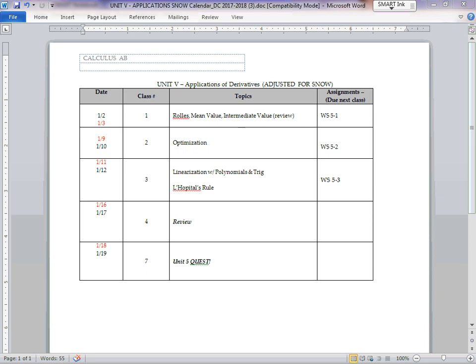You notice basically related rates gets taken off. So basically I'm taking the unit, pulling off related rates, and we're going to have a quest larger than a quiz, smaller than a test, over this material. Now, the only unfortunate thing with that is there will be no retakes on the quest.